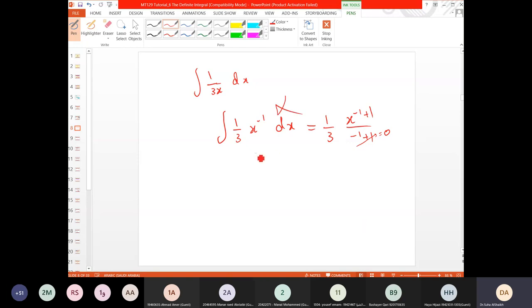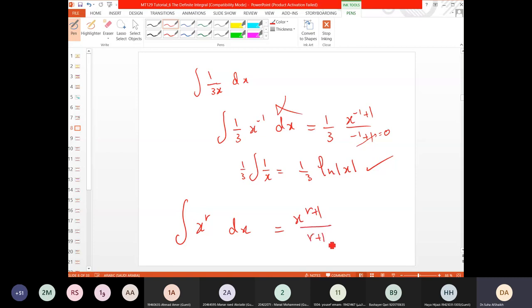The correct thing is to use that this is 1 over x and I use the ln. I say it is 1 over 3 ln the absolute value of x. Okay? This is the correct thing. Actually, the power rule, when I have x to the power r dx, the integration is x to the power r plus 1 over r plus 1 plus the integration constant c, is under a condition that r is not equal to minus 1. I cannot use this rule unless r is not minus 1. When r is minus 1, I have to use the ln.